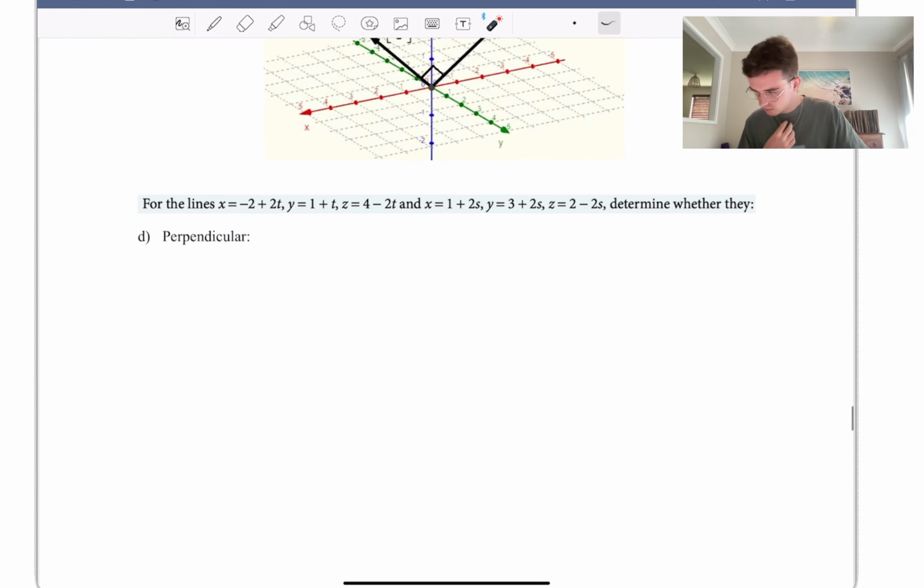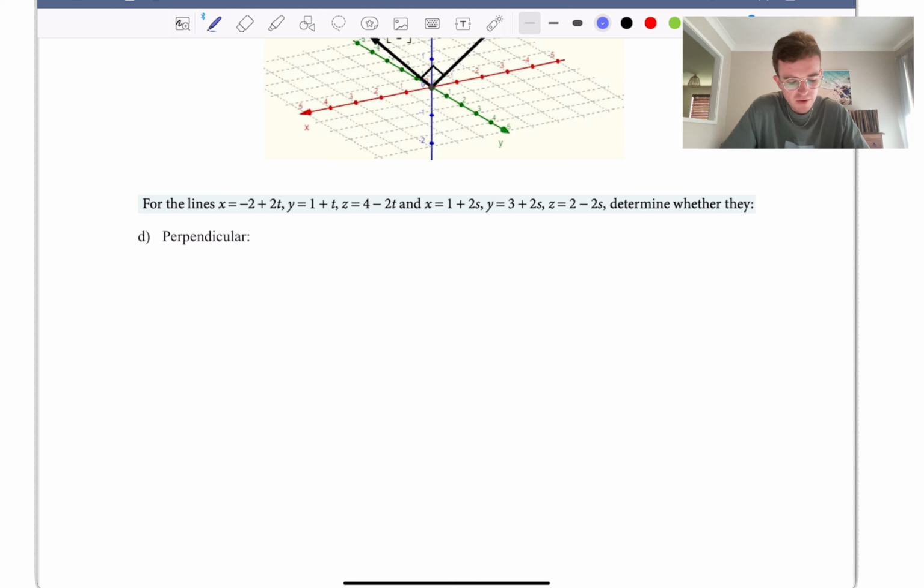So let's say I've got these two lines. So we've got, let's say, x is minus 2 plus 2t, y is 1 plus t, and z is 4 minus 2t.